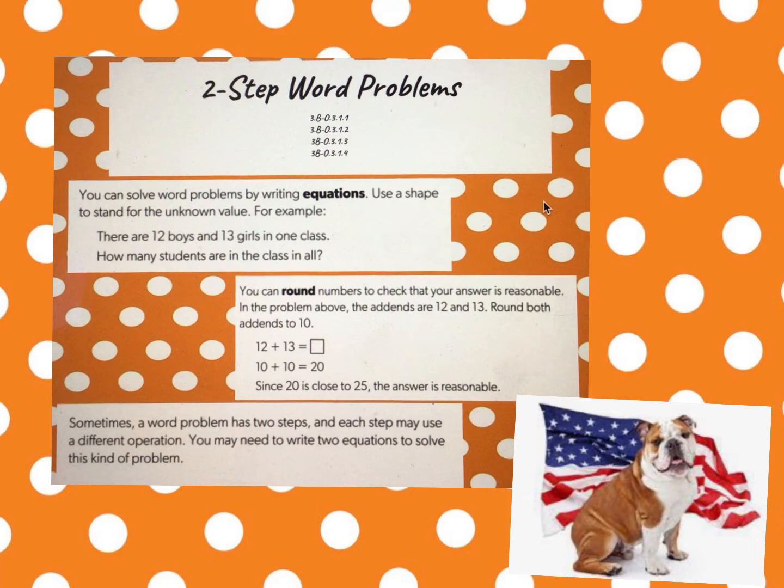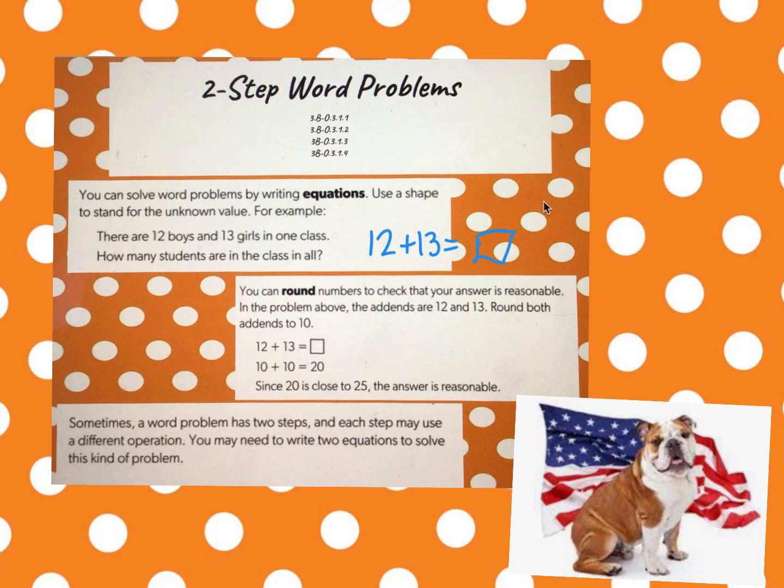So remember, we can solve word problems by writing equations, and we can use a shape to stand for the unknown value. For example, there are 12 boys and 13 girls in one class. How many students are in the class in all? We can write 12 plus 13 equals, and you can do a shape. Or we also talked about how we could do a letter, and you can solve for that unknown, okay?